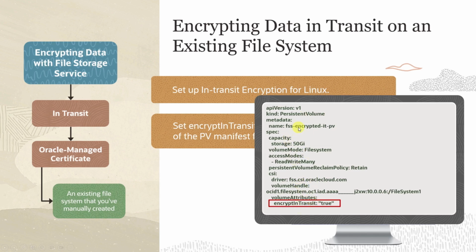As you can notice on the screen, we have a manifest for persistent volume, and under the CSI section, we have defined encrypt in transit and set its value to true. This adjustment ensures that the existing file system benefits from robust in-transit encryption.